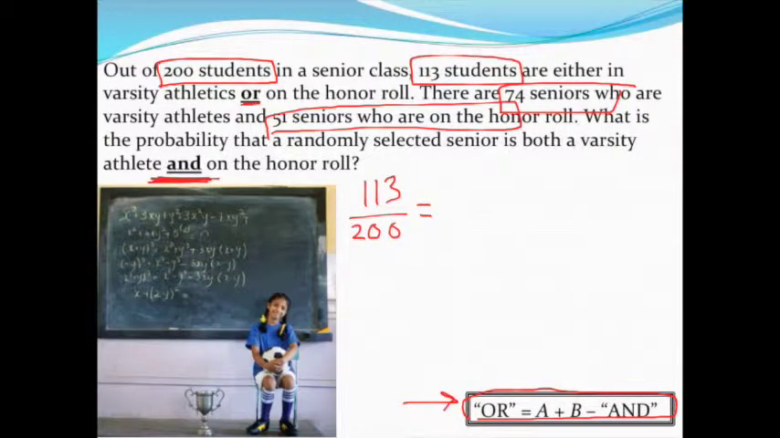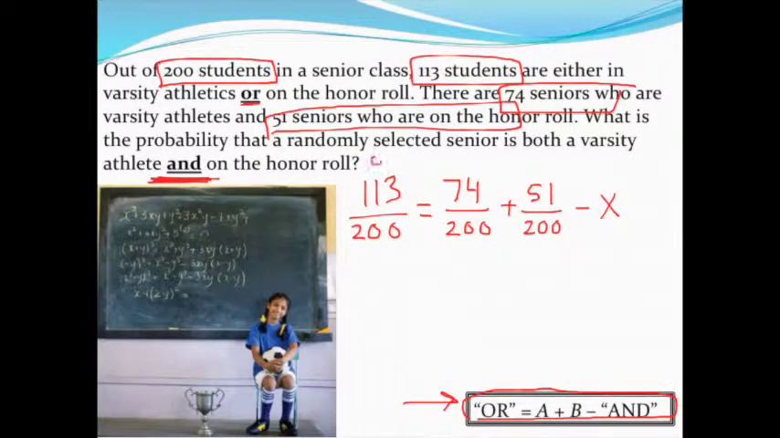And so that OR is going to be equal to the students who are on varsity athletics, so 74 out of 200, plus there's 51 who are on honor roll. However, there's some overlap between those. There's some that are on both, and that's what I don't know this time. And so I need to make sure I subtract off that overlap.